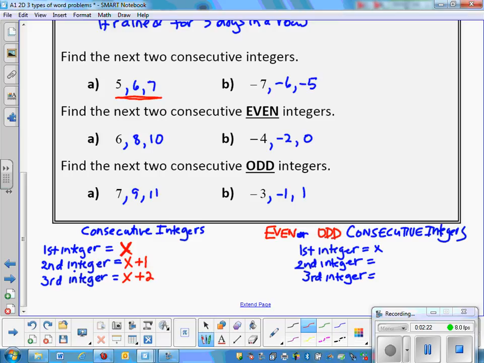For even or odd consecutive integers, if the first one is x, to get to the second one, I'm going to start with the first one. So you can see here with the even ones, to go from 6 to 8, I add 2. So I'm going to add 2 here. And also on the odd ones, to go from 7 to 9, I also add 2. So get from 1, skip over the middle one, and get to the one after it. So I add 2. To get to the third one, I'm going to add 2 more. So I have x plus 2, which will be x plus 4. So these will be the expressions we use for consecutive integers.